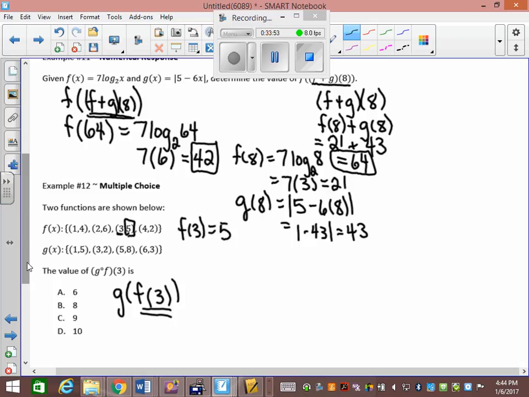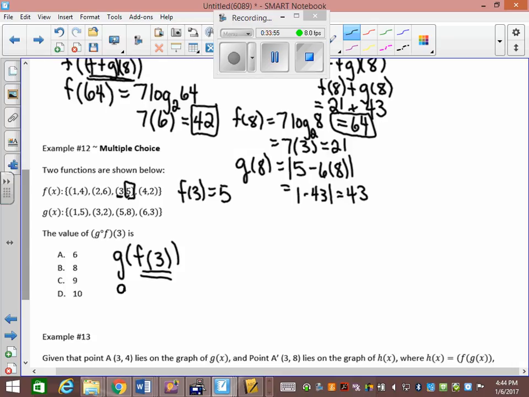So in for f of 3, I'm going to fill in 5. I'm finding g of 5. So what does that mean? Well, what is y in the g function when x equals 5? When x equals 5 in g, y is 8. So your answer is 8.